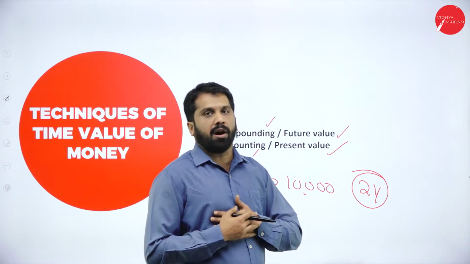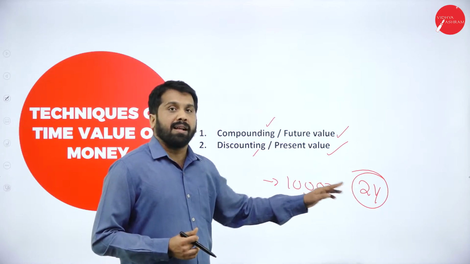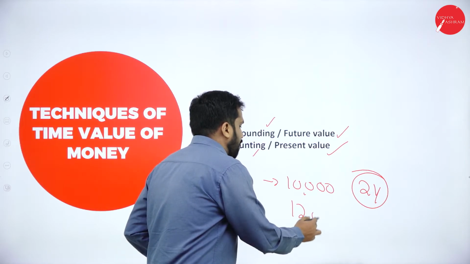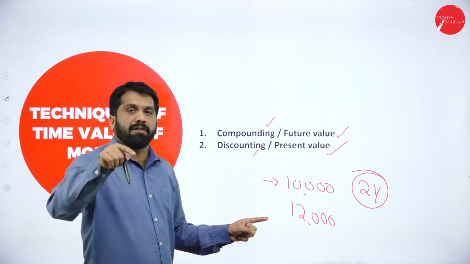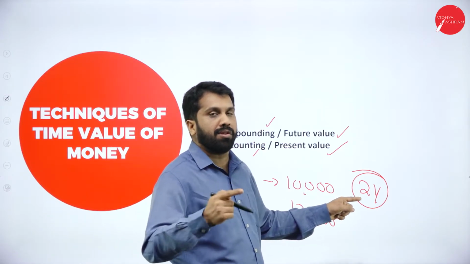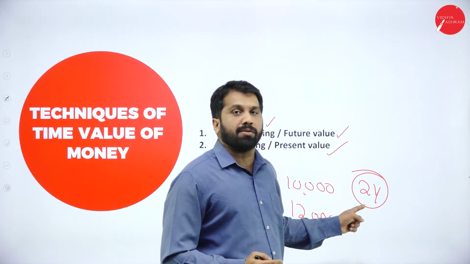Or else, if you want after 2 years, what will you say? If I am in your place, I'll say, no issue, you give me after 2 years, but I don't want 10,000 after 2 years. I want 12,000. How much do I want? 12,000. If you give me today, you give me 10,000. If you are giving me after 2 years, you are supposed to give 12,000. You have to give 2,000 more.